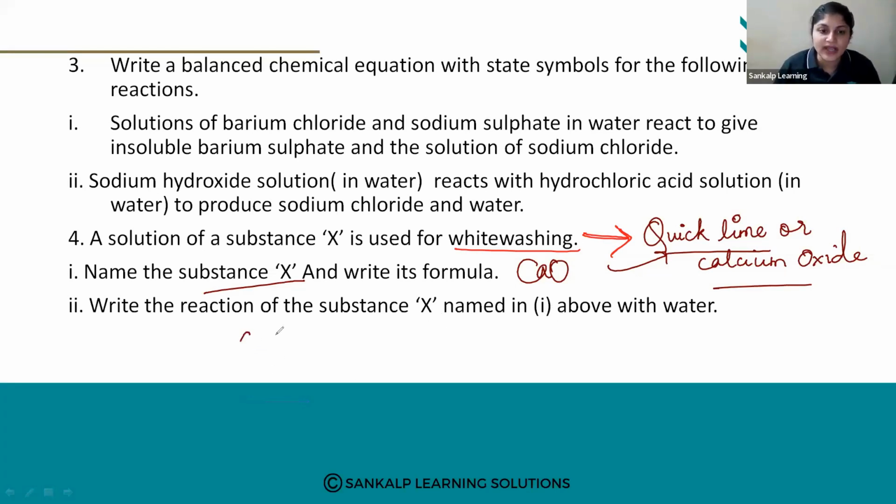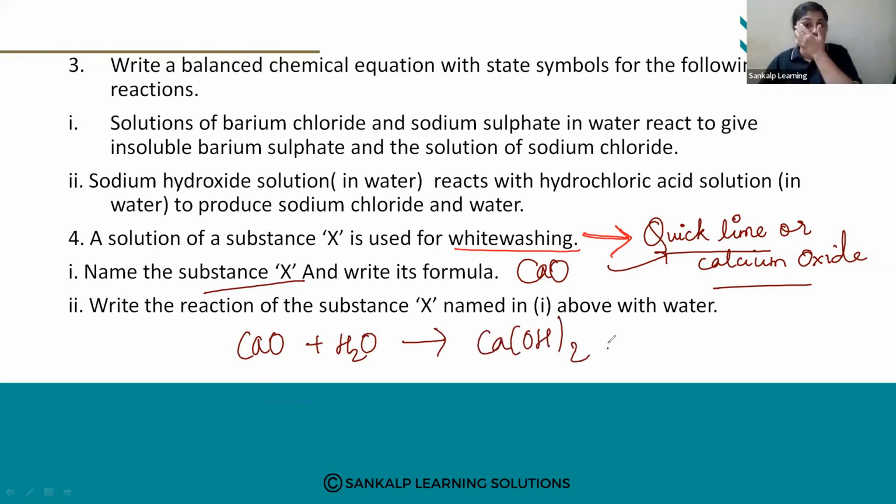Whenever it reacts with water, calcium oxide plus water, it forms calcium hydroxide. So they have asked to write the reaction of the substance X with water. Calcium oxide, when it reacts with water, forms calcium hydroxide. I hope this is understood.